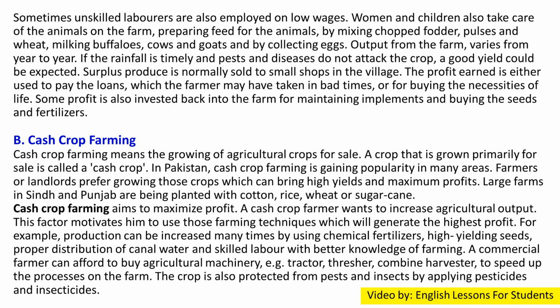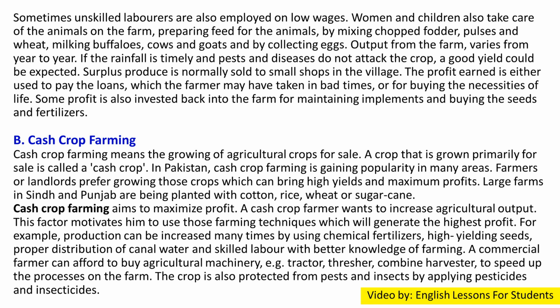Cash crop farming. Cash crop farming means the growing of agricultural crops for sale. A crop that is grown primarily for sale is called a cash crop. In Pakistan, cash crop farming is gaining popularity in many areas. Farmers or landlords prefer growing those crops which can bring high yields and maximum profits. Large farms in Sindh and Punjab are being planted with cotton, rice, wheat, or sugarcane.